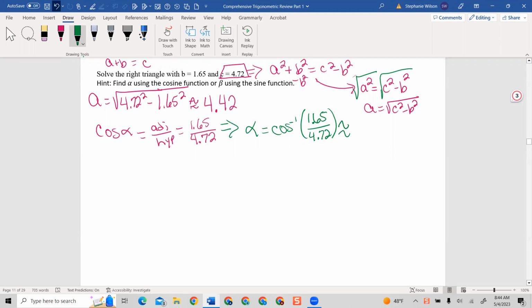If your calculator requires it, make sure your calculator is in degrees mode. And I get approximately 69.54 degrees. Okay, so now I found that.